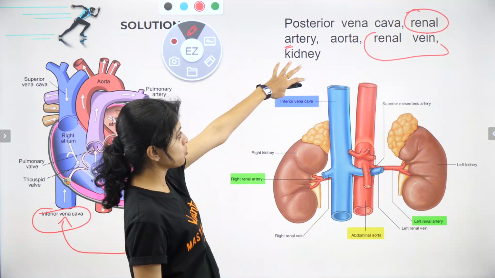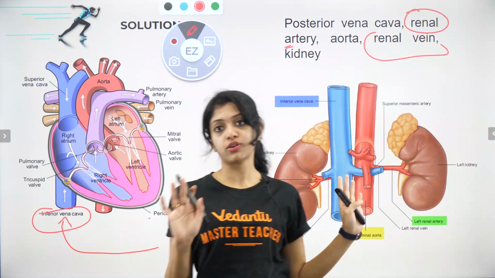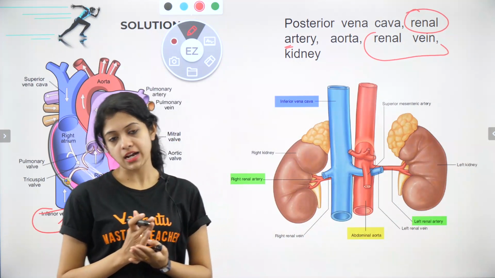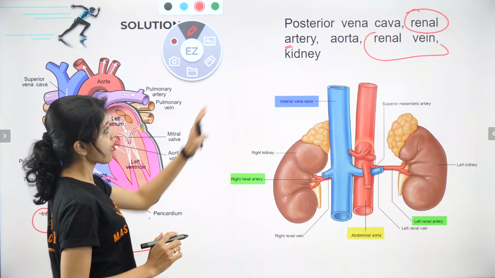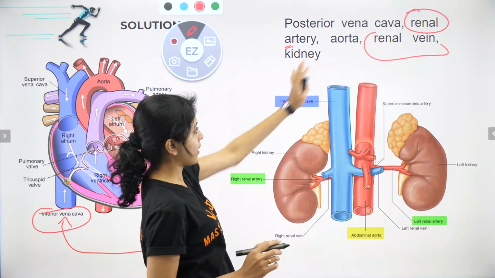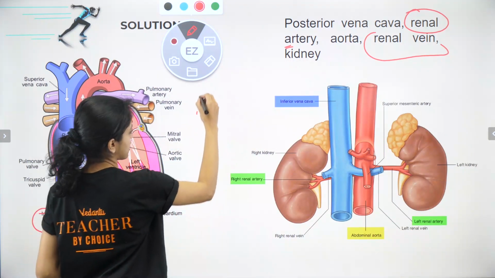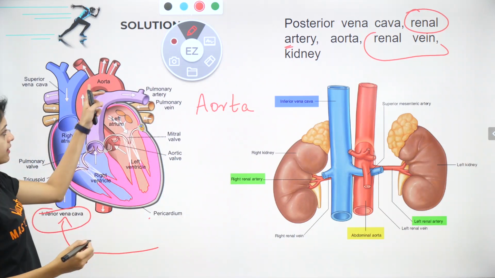So, and then you have kidney. Think of it in a logical sequence. Now that I have told you the functions of each of these, think of it in a logical sequence. Where do we start from? Let's start from the heart because the focus is on the circulatory system. Among these, where do we start? Okay, so let's start with the aorta, which pumps blood from the heart.